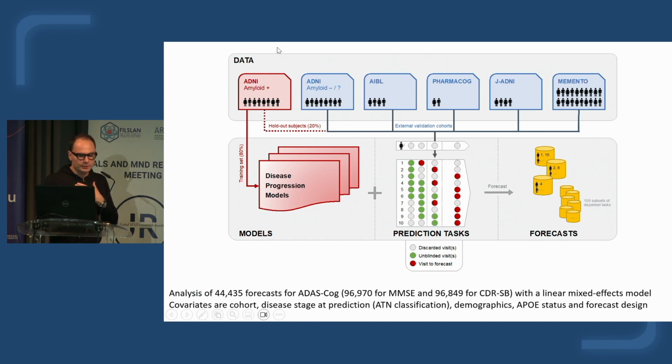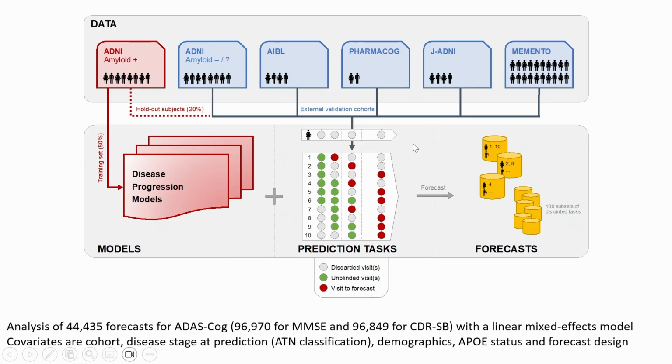So to do that, we have done a very extensive validation study. We used for estimating the model only the amyloid positive participants in the US database, okay, to build the disease progression models. And then we used all the other participants of ADNI and all the participants of the other studies as external validation set.